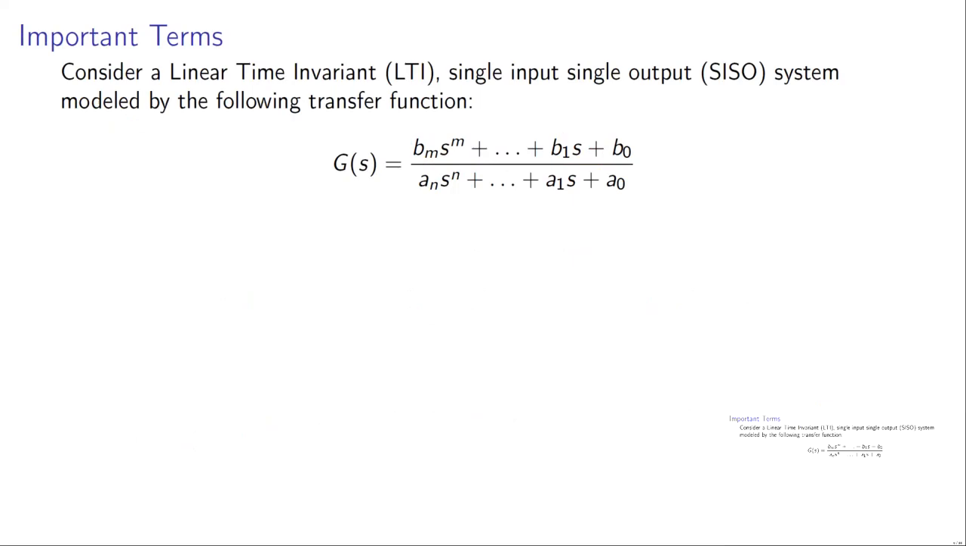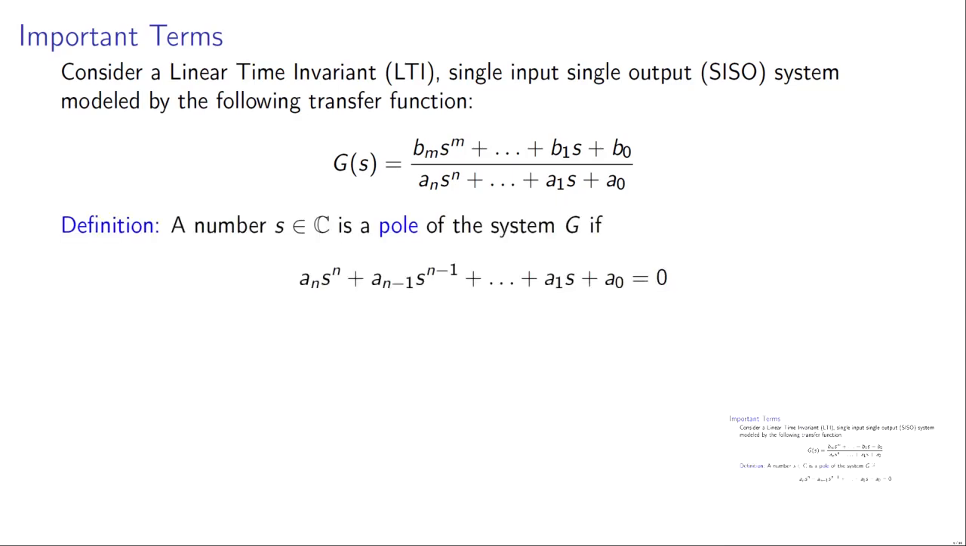So if we have a linear time invariant single input, single output system, it can be modeled by a transfer function as given here, G of s. And in the case of multiple inputs, multiple outputs, we don't have a single transfer function, but we have multiple transfer functions. So you would have a matrix transfer function relating all the inputs with all the outputs. But the idea follows the same pattern. Okay. So let's go for some definitions that are going to be useful in this lecture.